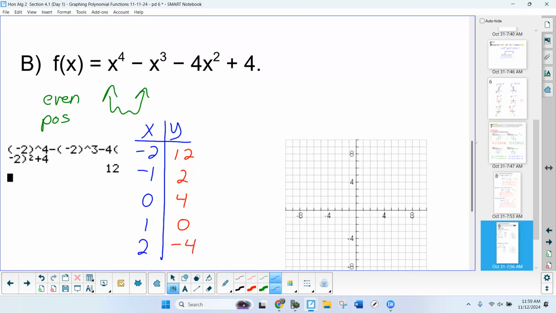So I'm going to go over -2, up 12. So I had to go up a little bit further. I had to extend this. That was 10, 11, 12. Then it went over -1, up 2, over 0, up 4, over 1, up 0, over 2, down 4.